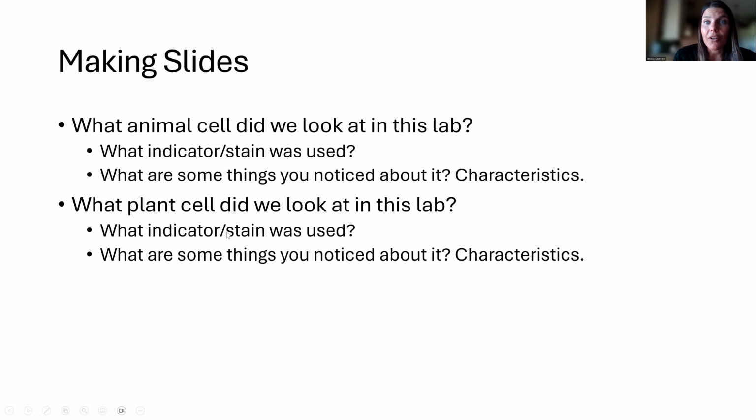Did we use an indicator or stain? And if so, which one? And what are some things or characteristics that stood out about those plant cells you looked at?